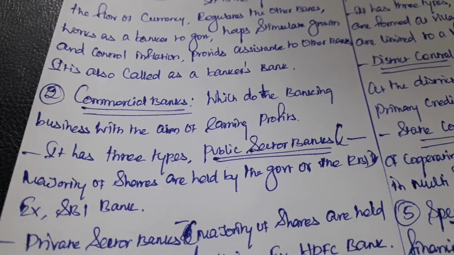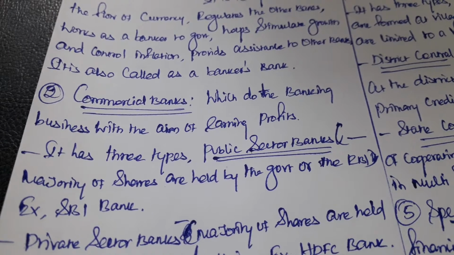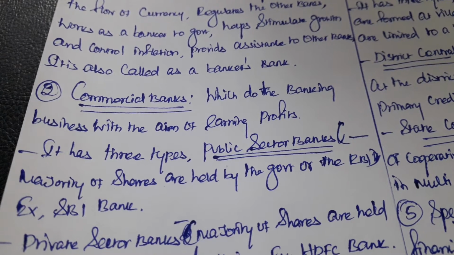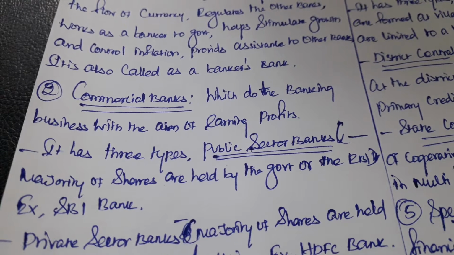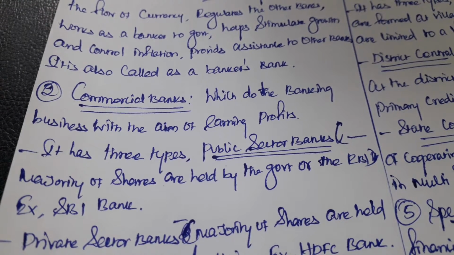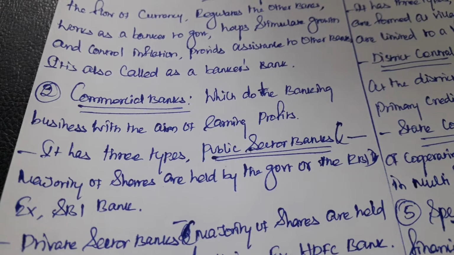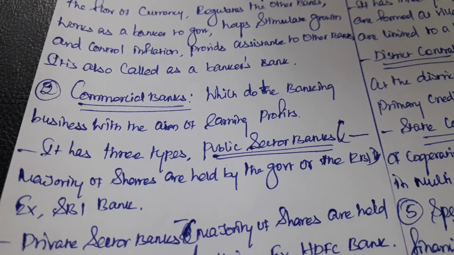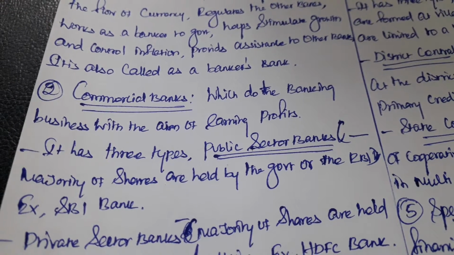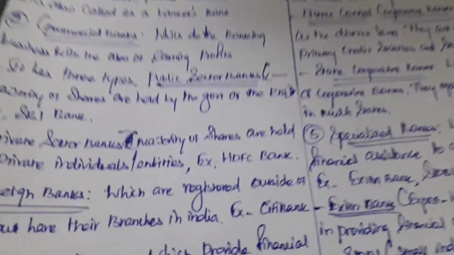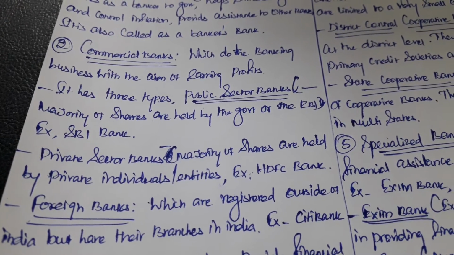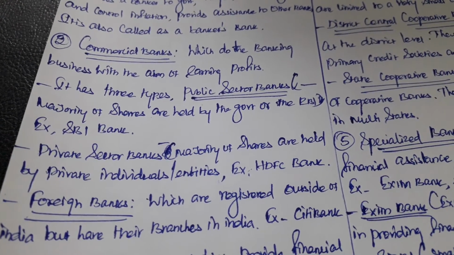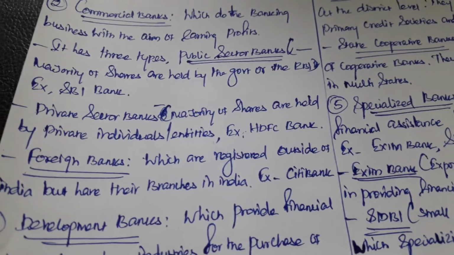It has three types. Public sector banks, in which the majority of shares are held by the government or the RBI. Example, the State Bank of India. The public sector banks' major shares are held by the government.